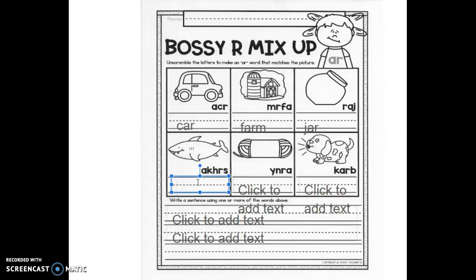Coming down, I have a picture of a shark, so I hear the sh sound made by S-H, the R made by A-R, and the K at the end made by a K, shark. Now I have a picture of yarn, so I hear Y, R, and N, Y-A-R-N. And finally, I have a picture of the dog who is barking. So I have B, R, K.